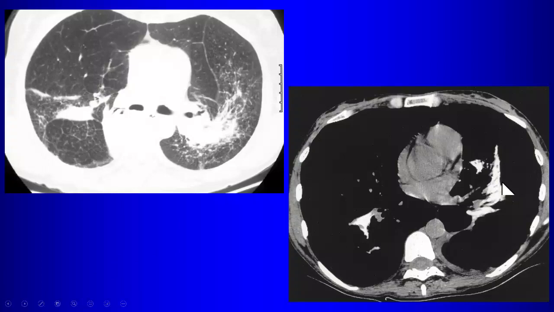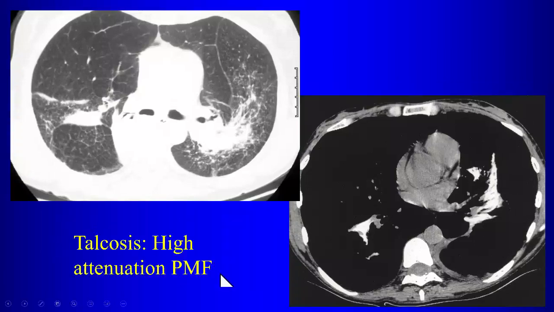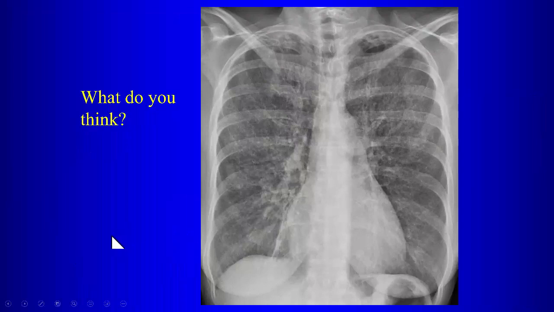Yeah, they're very high in attenuation. So what pneumoconiosis can give you progressive massive fibrosis that is high in attenuation? This is talcosis. All right, so the talc particles are high in attenuation from inhalation of talc. When it coalesces, it can give you very high attenuation progressive massive fibrosis. So that's talcosis.